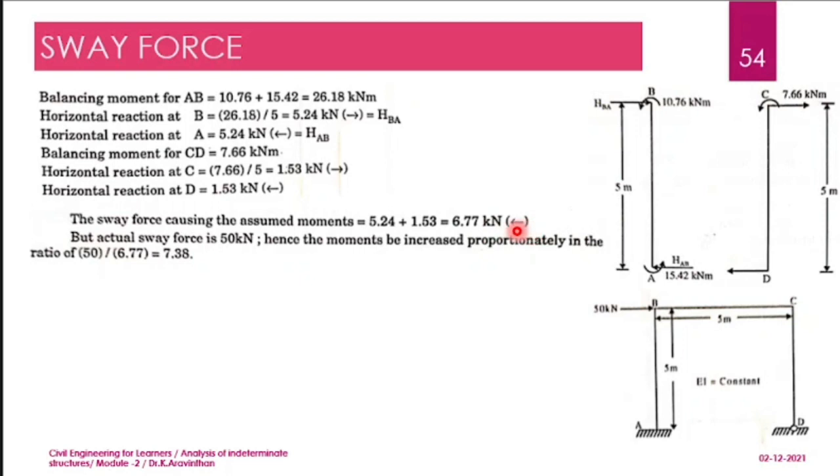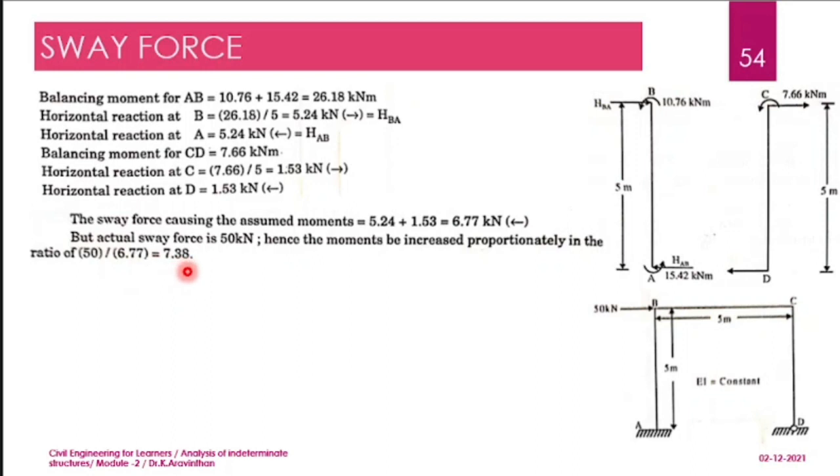Currently you will be having an actual sway force of 50 kilonewton. So what is the actual force here? 50 kilonewton is acting, and hence the moment will be increased proportionally in the ratio of 50 by 6.77. So you got 6.77 as the value. You divide 50 by 6.77, that is 7.38. So what is this value? If you divide, you will be getting this 7.38.